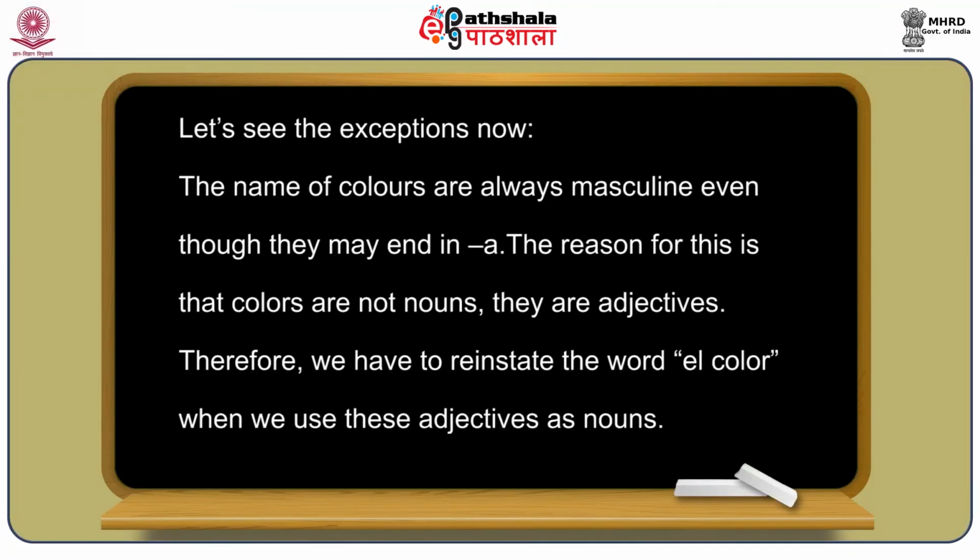The nouns that end in E can be masculine or feminine, as we have just seen. So you should be very careful to learn them by heart. Now let's see the exceptions to these rules. The names of colors are always masculine even though they may end in A. The reason for this is that colors are not nouns, they are adjectives. Therefore, we have to reinstate the word el color when we use these adjectives as nouns.